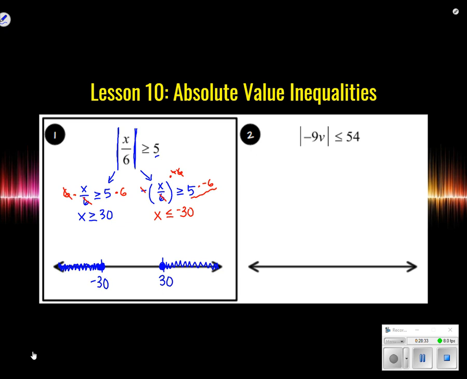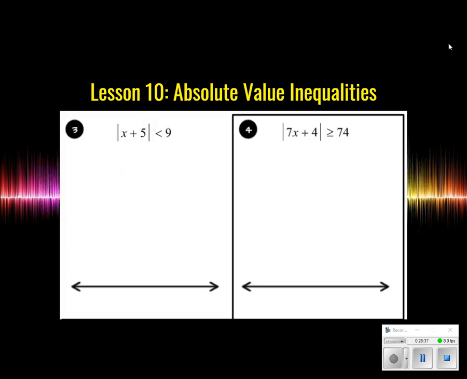All right, we're going to skip number 2. We're going to go work on number 3. So here we go, number 3. The absolute value bars are already isolated, so we're going to split this in 2. We're going to have x plus 5 is less than 9. We're going to have parentheses with negative in front of them. And then we're going to work on distributing.